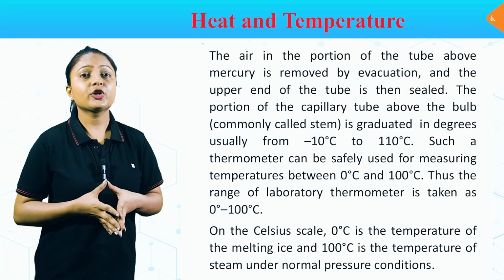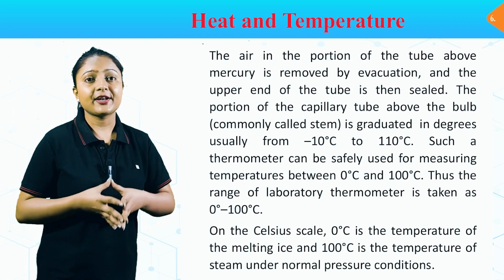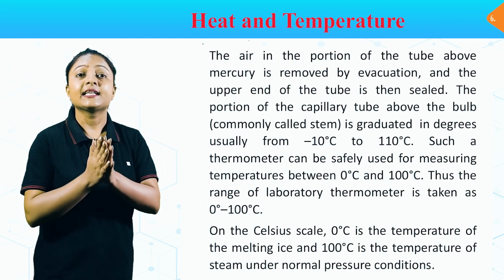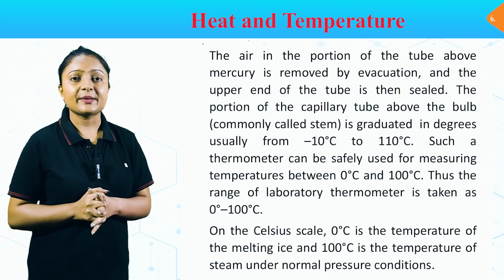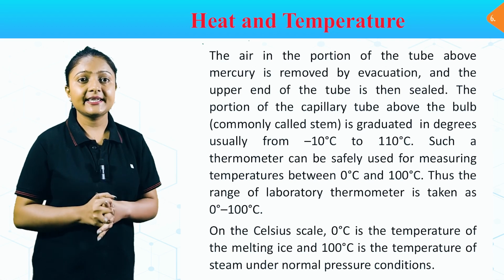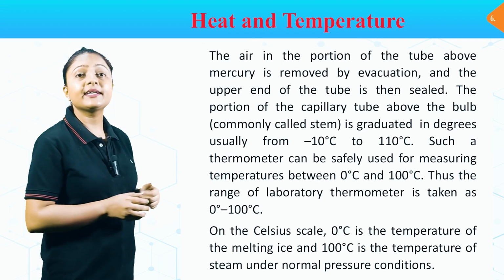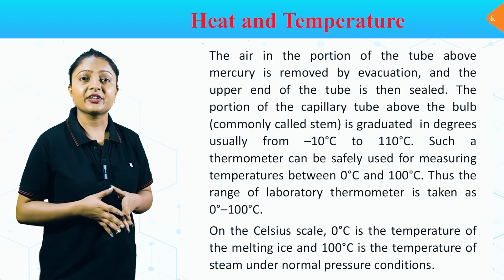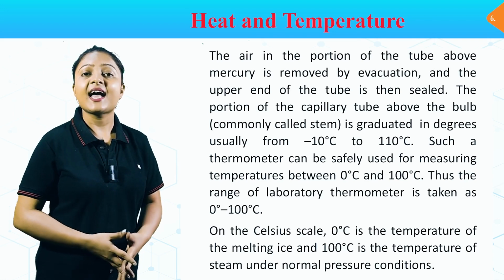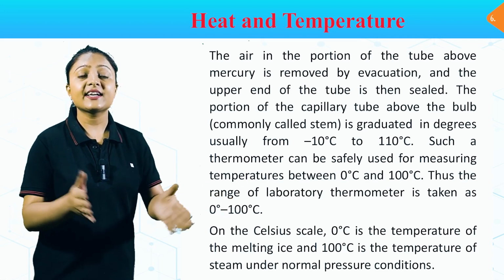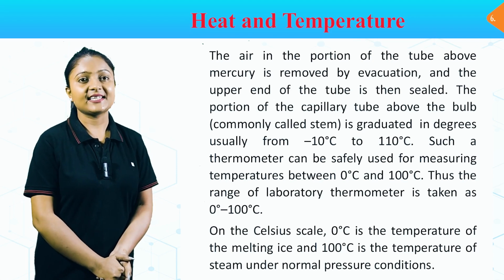The air in the portion of the tube above the mercury is removed by evacuation, and the upper end of the tube is then sealed. The portion of the capillary tube above the bulb, commonly called the stem, is graduated in degrees, usually from -10 degrees Celsius to 110 degrees Celsius. Such a thermometer can be safely used for measuring temperatures between 0 degrees Celsius and 100 degrees Celsius. Thus, the range of a laboratory thermometer is taken as 0 to 100 degrees Celsius.